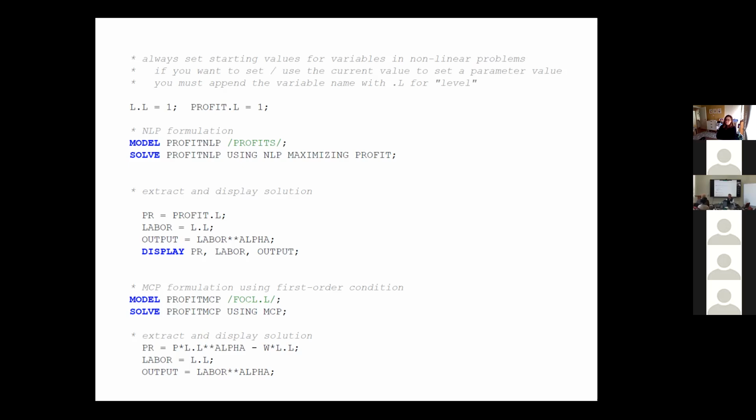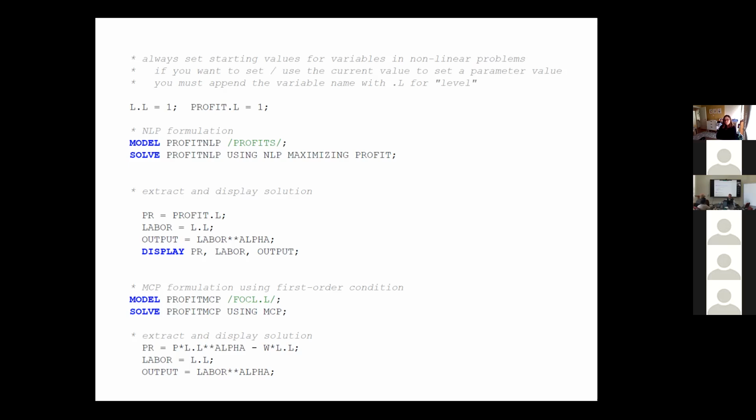Great, okay. So I was on this slide. We'll look at the listing file for GAMS, but if you want to extract added information, that is what this little bit of code here in the center of the slide does. You can have a parameter declared called PR, set equal to profit.L. GAMS has to know which of those four values you want from that variable.